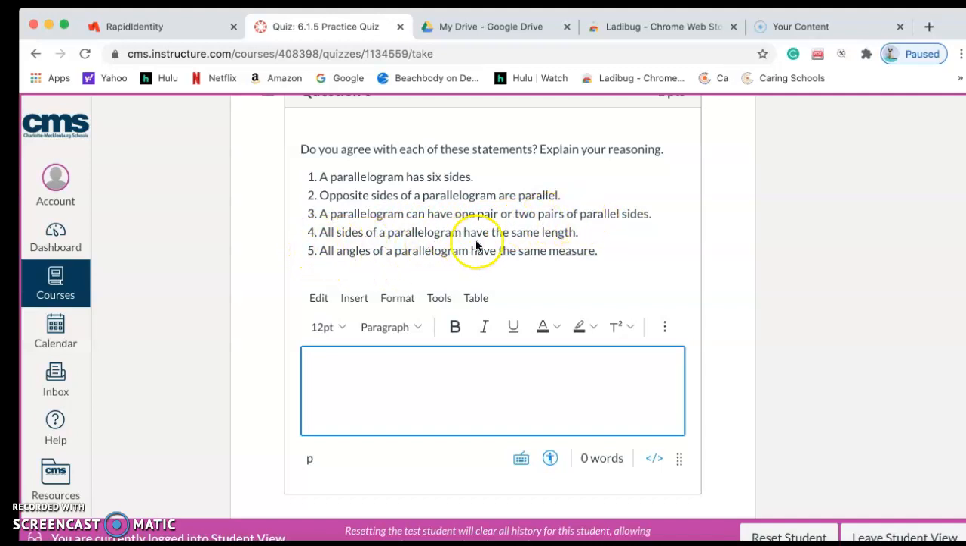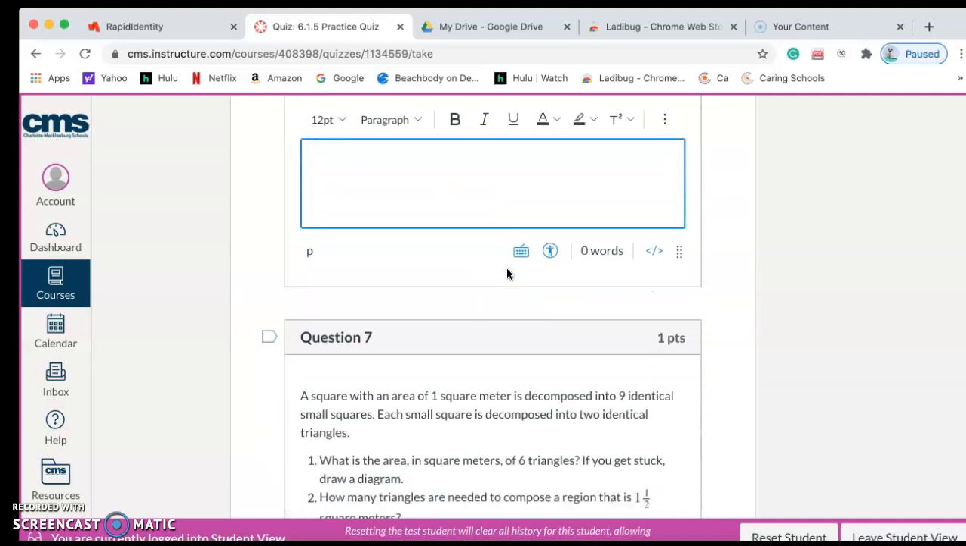All sides of the parallelogram have the same length. That would not be true. It could be, but you could also have a parallelogram that had like 2 sides that were 6 and 2 sides that were 4. So that would not be true. Number 5, all angles of a parallelogram have the same measure. All angles. And again, that doesn't have to be true either. You can have 2 obtuse angles and 2 acute. You can have 4 90s. You can have a lot of different variations. Just as long as the opposite angle measures were congruent, you should be good to go there.